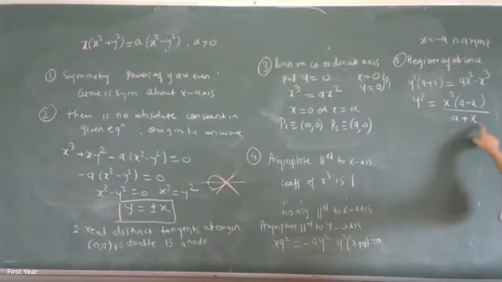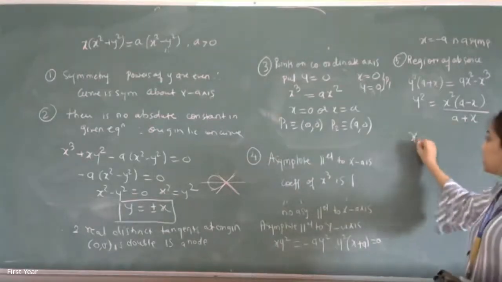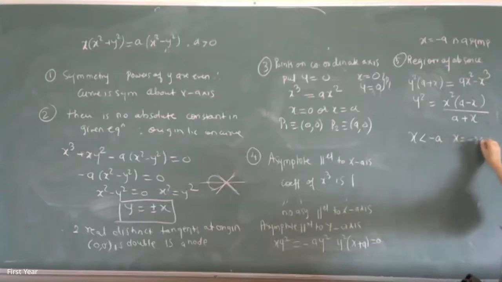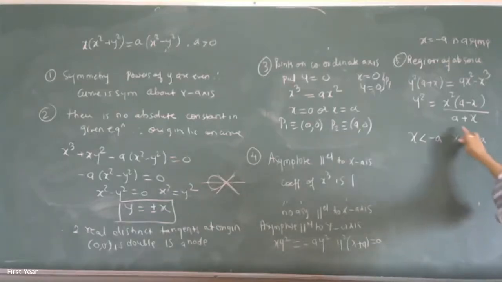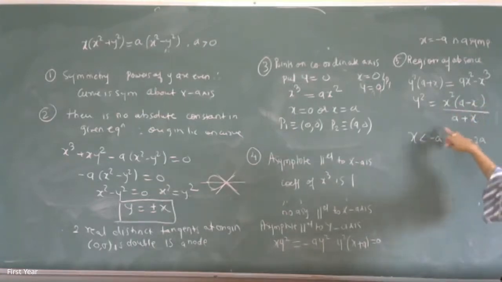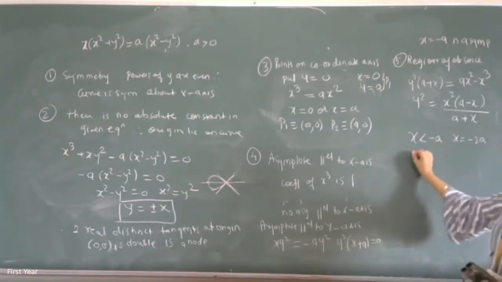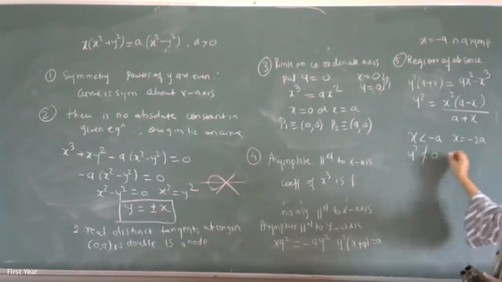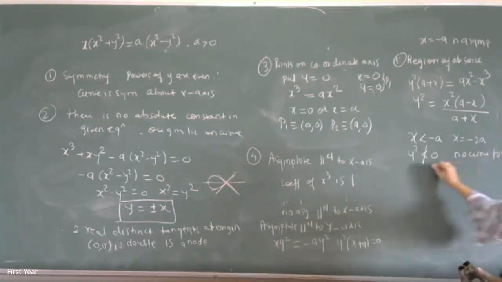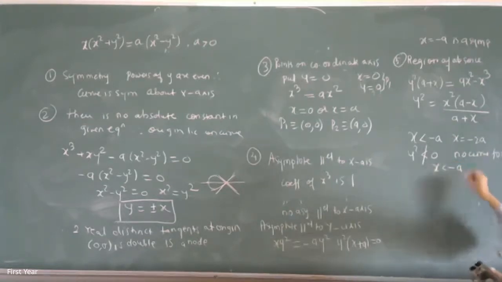x is less than minus a. The denominator will become negative if x is less than minus a. Any number less than minus a, suppose it is minus 2a. So a minus 2a will become negative. So the numerator is positive but the denominator is negative. That's why y square will become negative, which is not possible. Therefore, no curve for x less than minus a.